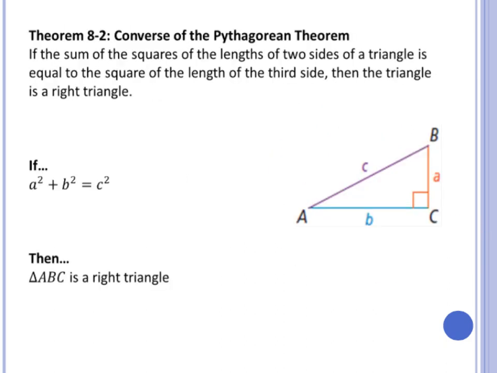So the converse to the Pythagorean theorem is saying, if I know I have a triangle and a squared plus b squared equals c squared, no matter what, that will be a right triangle. So this is just saying, if I know this, then it will be a right triangle. So be able to classify triangles.